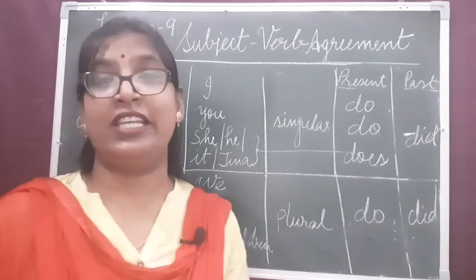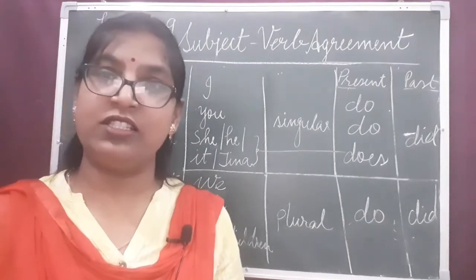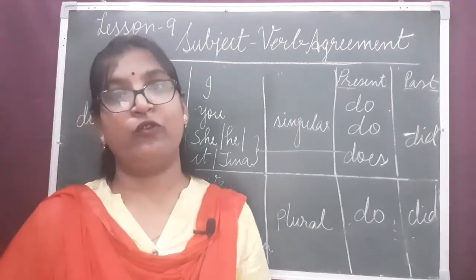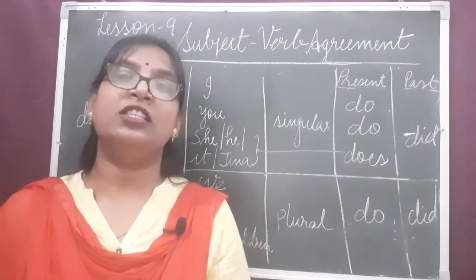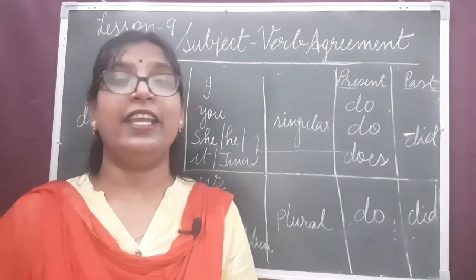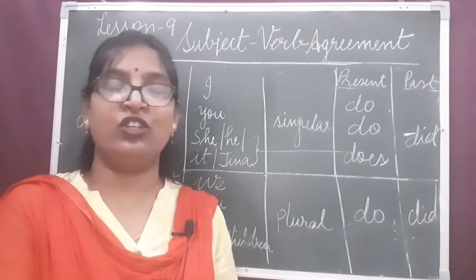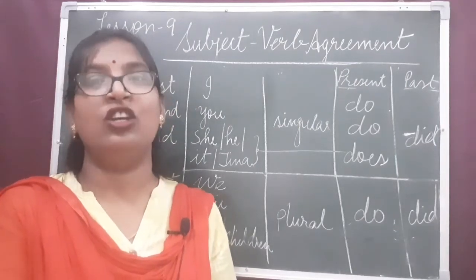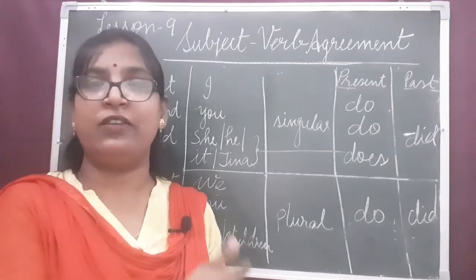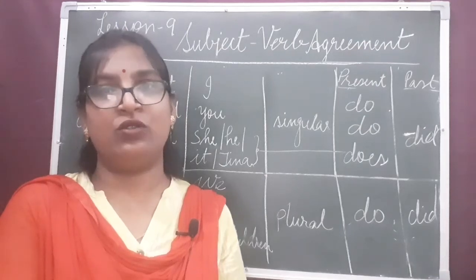Dear children, this table is very, very important for you. You have to learn this table thoroughly, then only you can use the correct forms of verbs according to your subject, and then only there will be a proper subject and verb agreement. If you will not learn this table properly, you will surely make grammatical mistakes. And to avoid all those grammatical mistakes, you should learn these different forms of the verbs. I hope you understood this much.